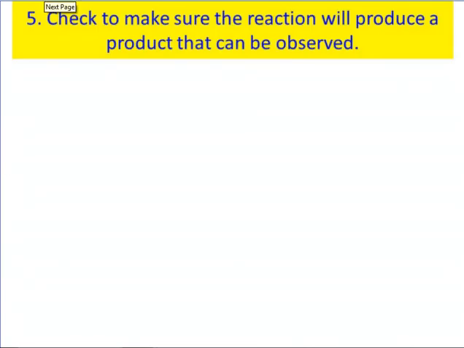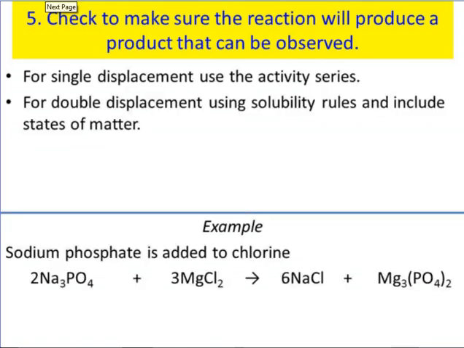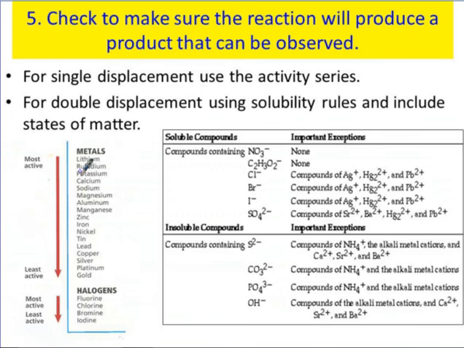Last step, check to make sure the reaction will produce a product that can be observed. Single displacements, we're using the activity series. Double displacements, using the solubility rules, and then you include the states of matter. This here, as we saw before, is a double displacement, so let's go to the solubility rules. But first, to remind you, activity series here, double displacement, solubility rules here. Let's use the solubility ones as our example.